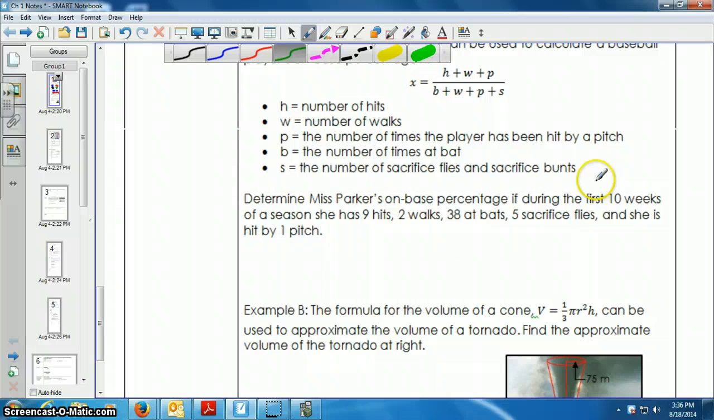So we're going to just go ahead and plug these in. Looks like this is the number of a 10 week season: 9 hits, so that's our H. 2 walks, that's our W. Bats, that's going to be B. Sacrifices, that's going to be S. And hit by a pitch, it looks like is P. So we're going to go ahead and fill all those parts in. So 9 is H, W is 2, and P is 1. And then B is 38, W is 2, P is 1, and S is 5. And this is all going to equal X.